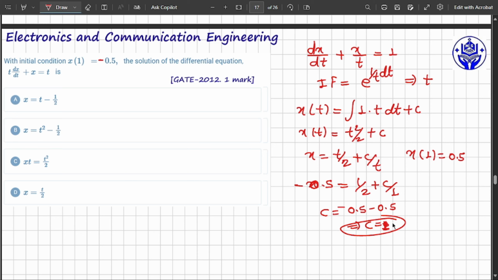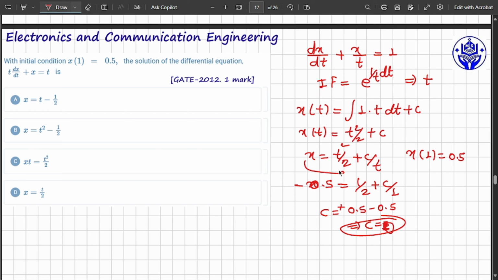If my c is equal to 1, then what is the solution in that case? So my solution will be t by 2 minus 1 by t. So here, if I have t square by 2, just wait, it is okay. No need to take care of this. This is positive. Then c is equal to 0.